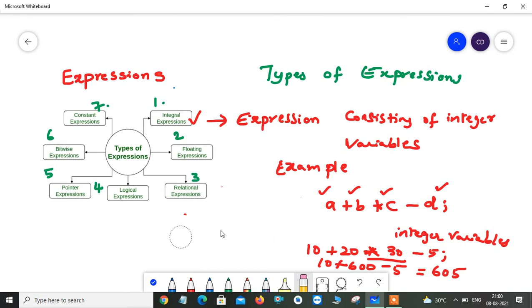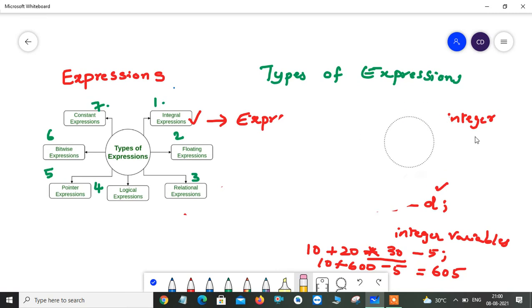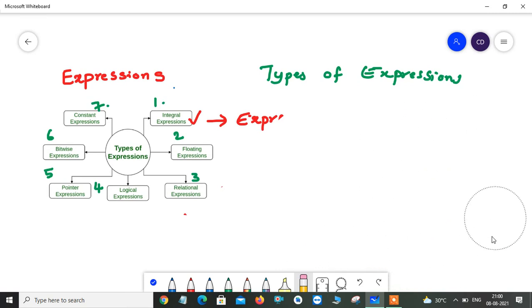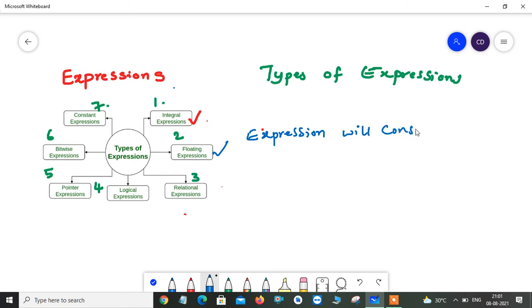Now coming to the second one, the floating point expression. It is an expression consisting of floating point variables.